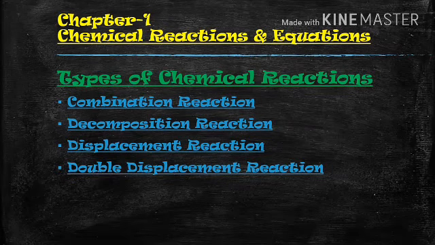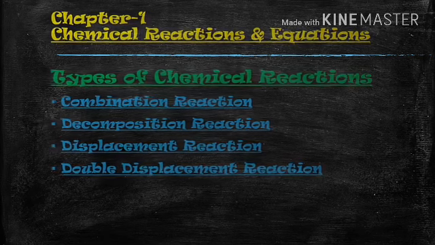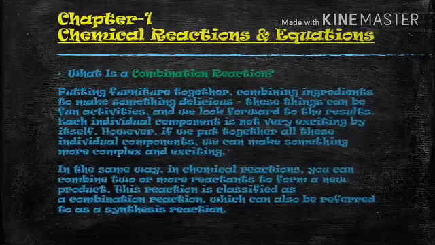Now we have to learn about the types of chemical reactions. There are four types of chemical reactions, which are: the first one is combination reaction, the second one is decomposition reaction, the third one is displacement reaction, and the fourth one is double displacement. Now, what is a combination reaction?